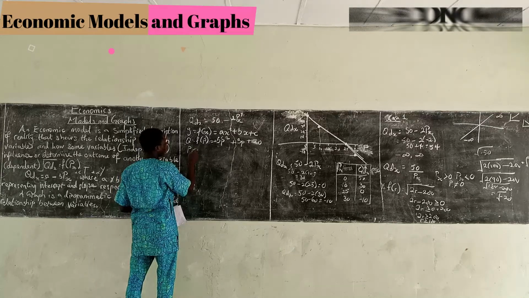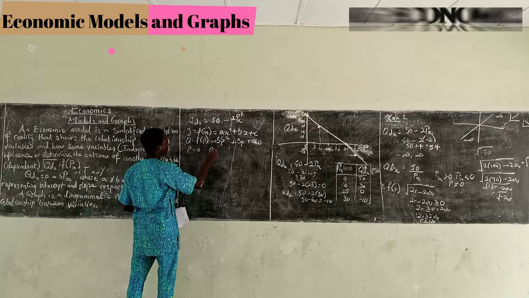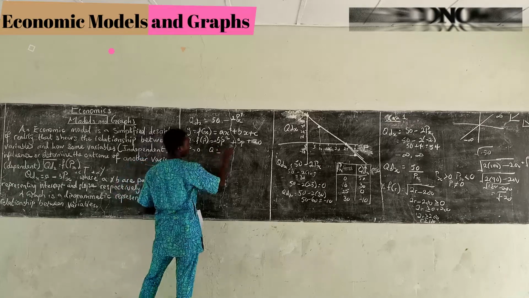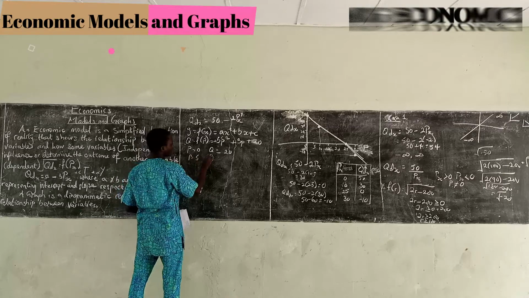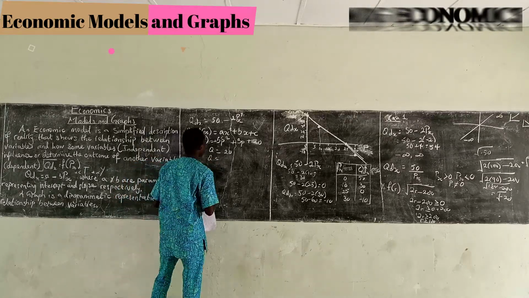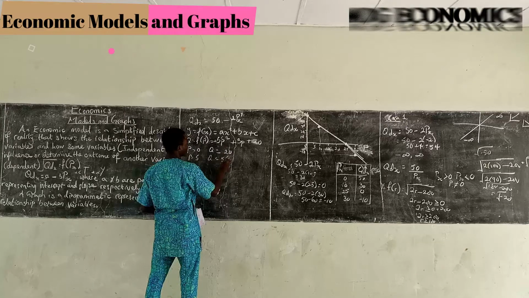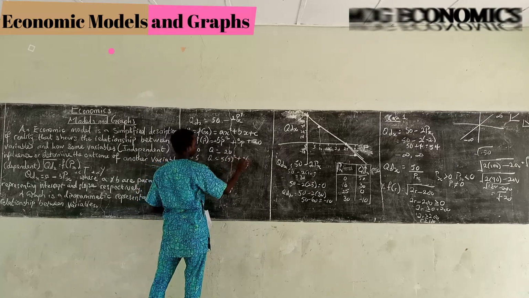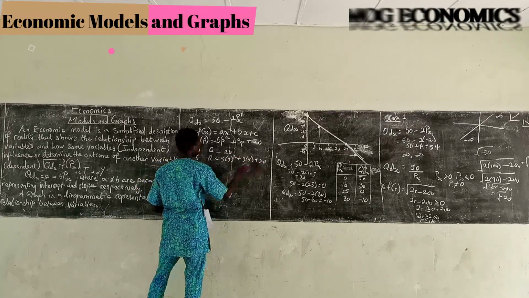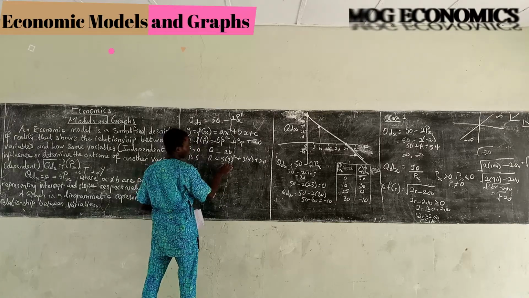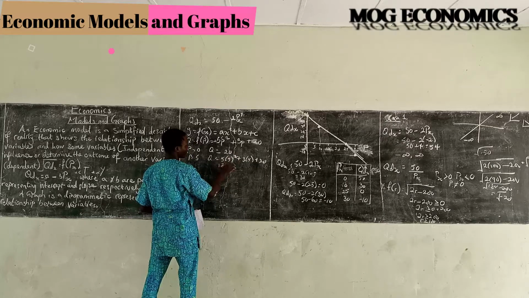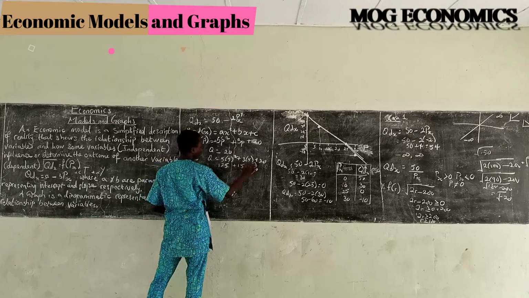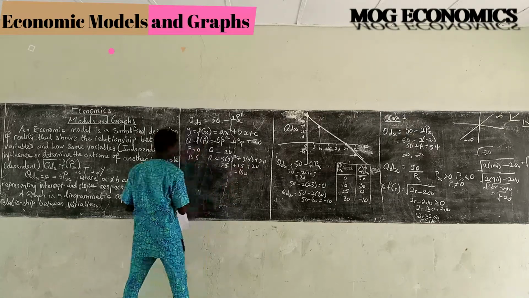If P were 0, Q would be 20. If P were 5, Q would be 5 times 5 squared, plus 3 times 5, plus 20. 5 squared is 25, times 5 is 125, plus 15, plus 20. This gives us 160. So Q will be 160.